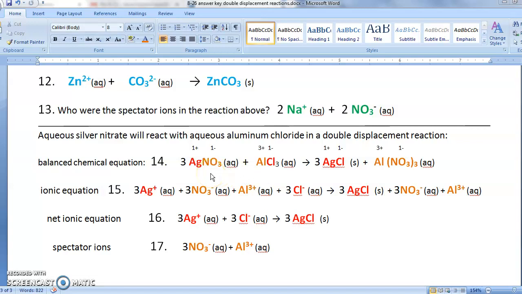Well, this is quite possibly going to be a double displacement reaction because we have aqueous solutions of both of these. This one has silver ions floating around, and this one has nitrate ions floating around. And we pour it together with this aqueous solution. This has Al3 pluses floating around along with Cl minuses. So what happens when the Ag1 pluses bump into the Cl1 minuses?